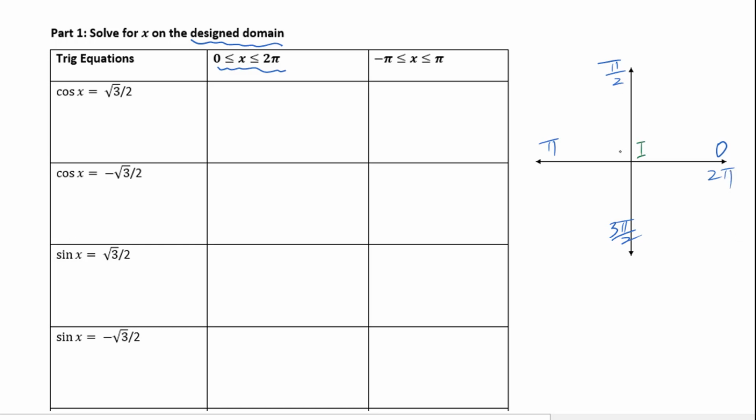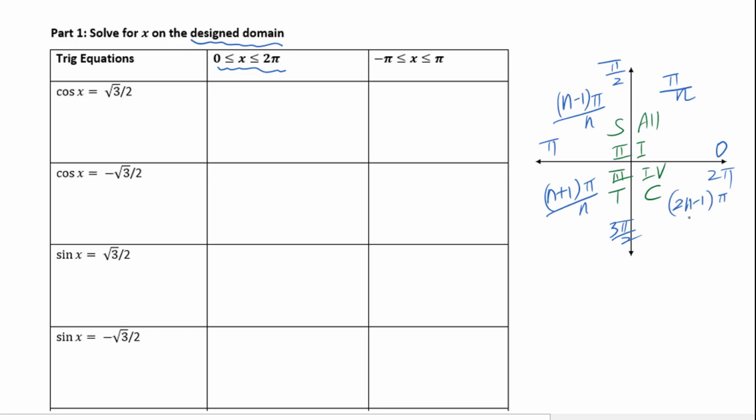First quadrant, second, third, fourth. All students take calculus. Here is pi over n, minus 1 pi over n, plus 1 pi over n, 2n minus 1 pi over n.